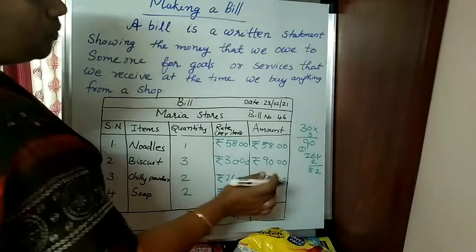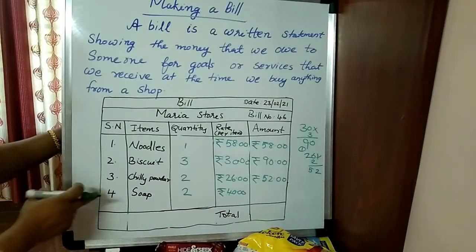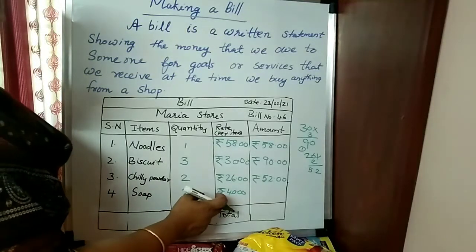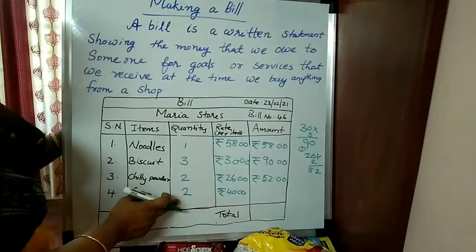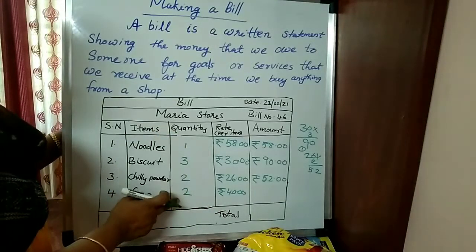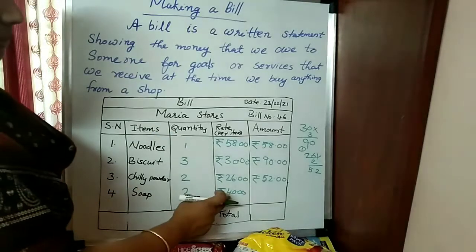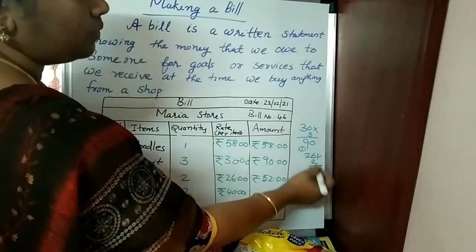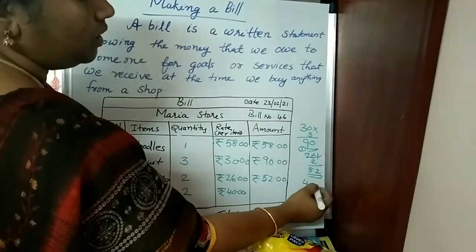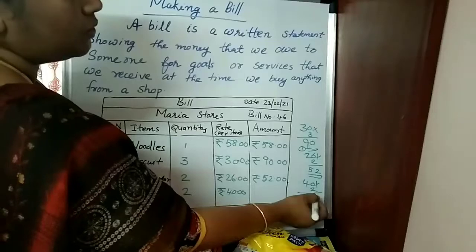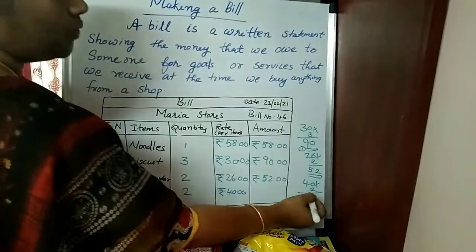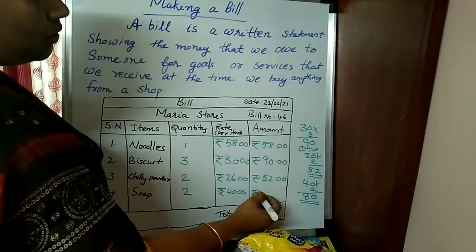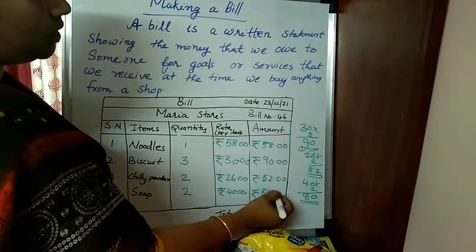Rupees 52. Then our last item, soap. Each costs 40 rupees. How many soaps? 2. So you multiply these two: 40 into 2. What is 40 into 2? 2 zeros are 0, 2 fours are 8. So in amount, here you write 80.